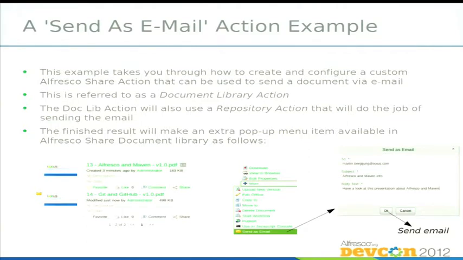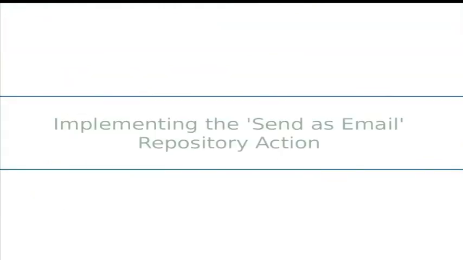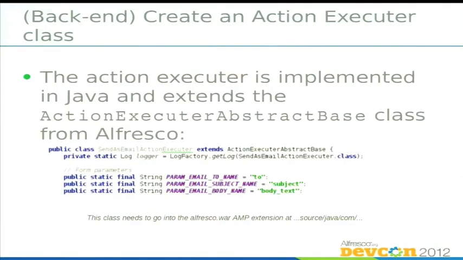This can be done in a lot of different ways. This is just one way, and it gives examples of how you can use these different types of actions. So let's start with the repository action. These implement an action executor abstract base. That's what you need to implement to hook up to the repo action framework. And you want to tell it what kind of user interface data it's going to need.